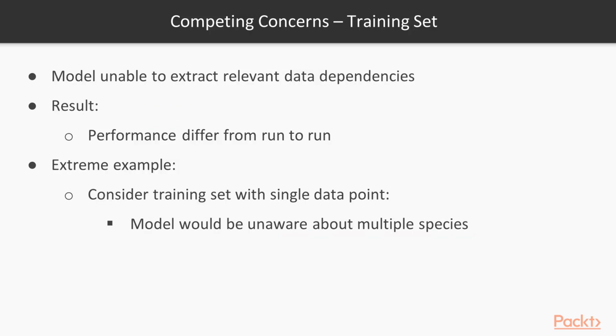There are 2 competing concerns here. If our training set is too small, our model might not be able to extract the relevant data dependencies. As a result, our model performance might differ significantly from run to run, that is, if we repeat our experiment multiple times with different random number seeds. As an extreme example, consider a training set with a single data point from the iris dataset. In this case, there would be no way for the model to even learn that there are multiple species in the dataset.